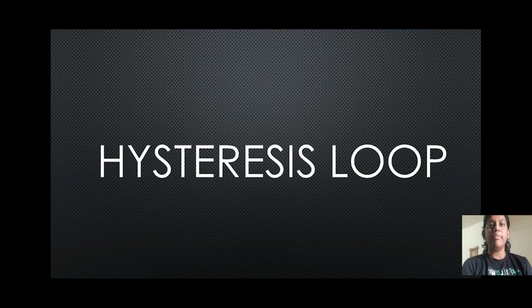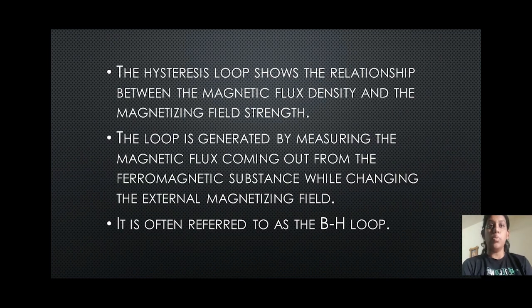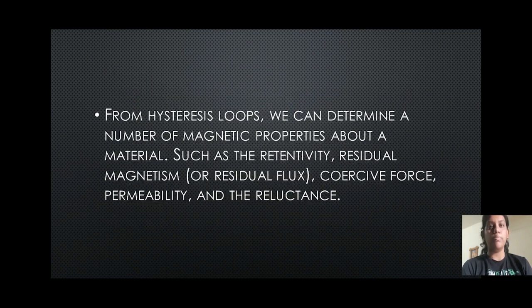Hello everyone, my name is Soumya Maujekar and the topic I am going to cover is the hysteresis loop. To start with, the hysteresis loop shows the relation between the magnetic flux density and the magnetizing field strength. The loop is generated by measuring the magnetic flux coming out from a ferromagnetic substance while changing the external magnetizing field. It is also referred to as the BH loop.